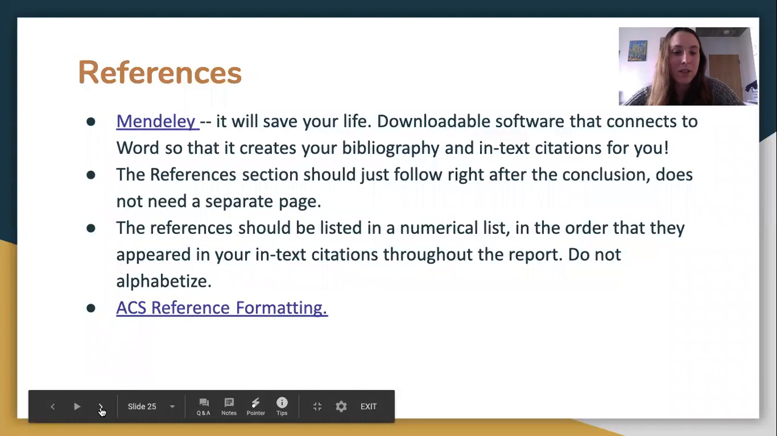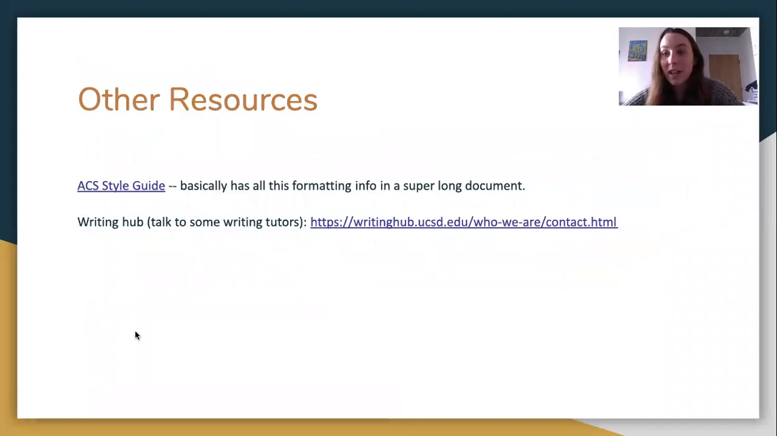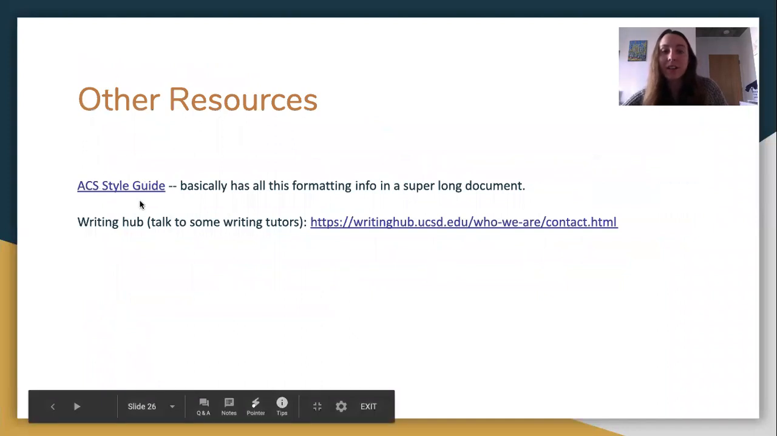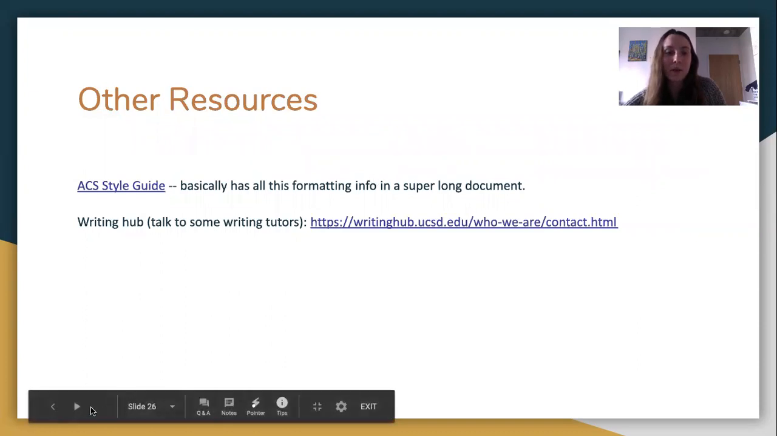Back to our presentation. Yeah, so just in general, other resources, TAs, we're here to help. Office hours, it's great. That ACS style guide is like a super duper long version of this presentation, so you're welcome to delve into that if you want. If you need help with the writing, if that grammar stuff is troublesome to you, the Writing Hub is a good place on campus to go to learn more about that.